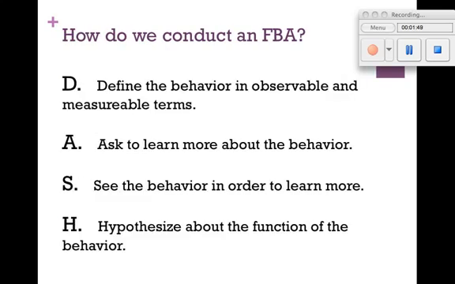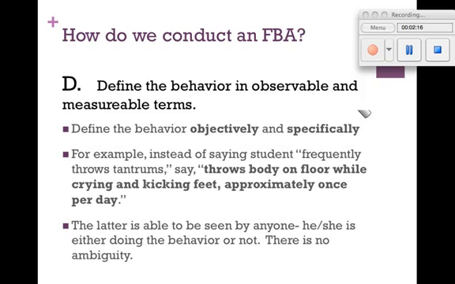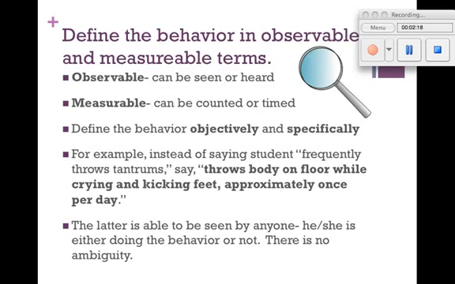So how do we conduct an FBA? You can conduct an FBA by following the acronym DASH. D. Define the behavior in observable and measurable terms. A. Ask to learn more about the behavior. S. See the behavior in order to learn even more. And H. Hypothesize about the function of the behavior. So in the following slides, I'll go into more detail about each part of this.